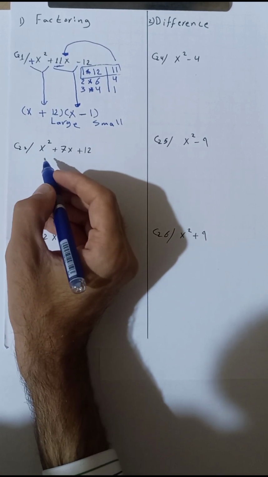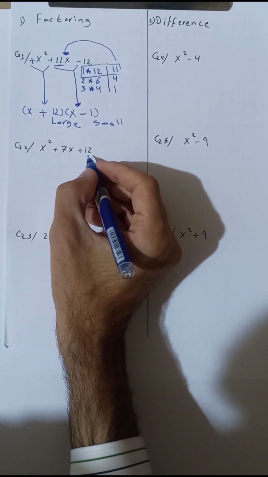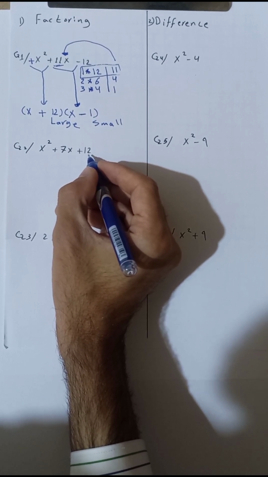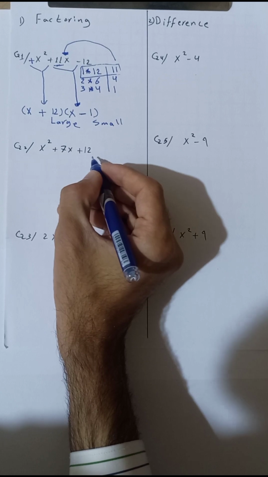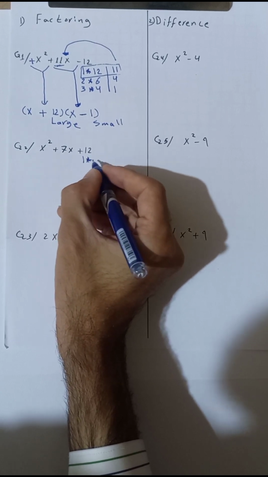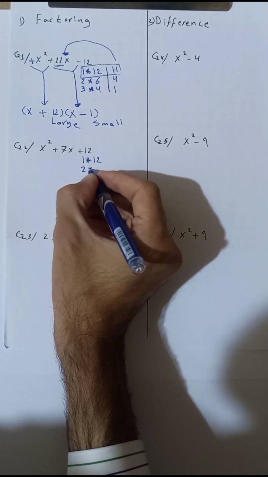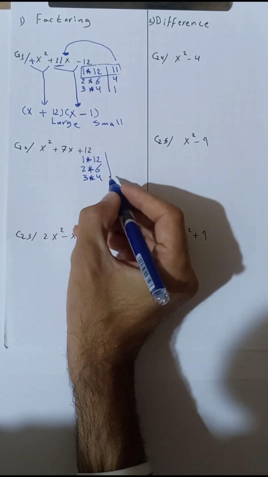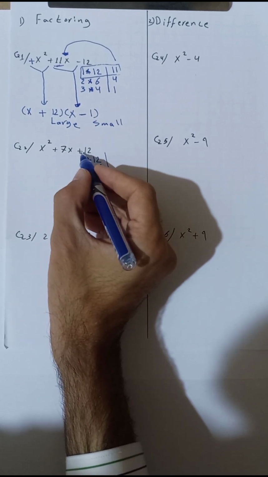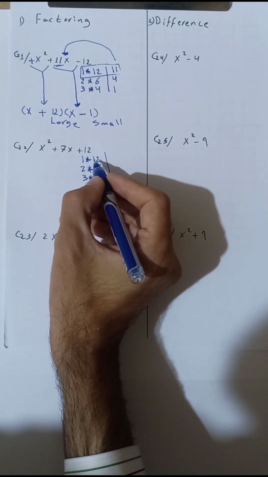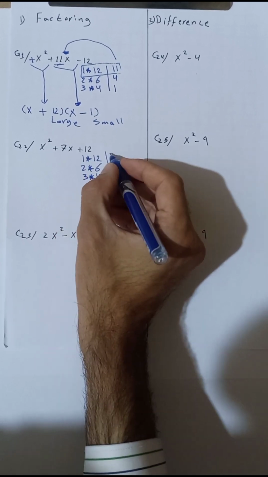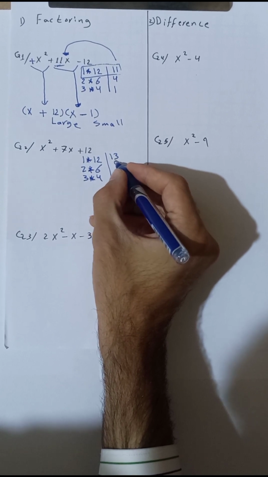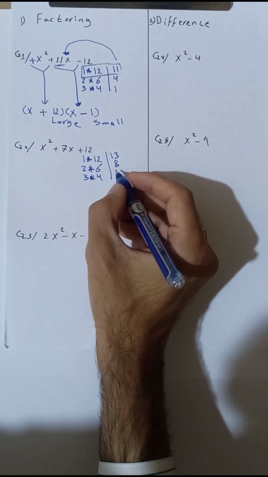The second question, we're gonna look for the last number. It's a number by itself. We're gonna think, what times what is 12? 1 times 12. 2 times 6. 3 times 4. As you see, 12 is positive, so we're gonna add: 12 plus 1, 13. 6 plus 2, 8. 4 plus 3, 7.